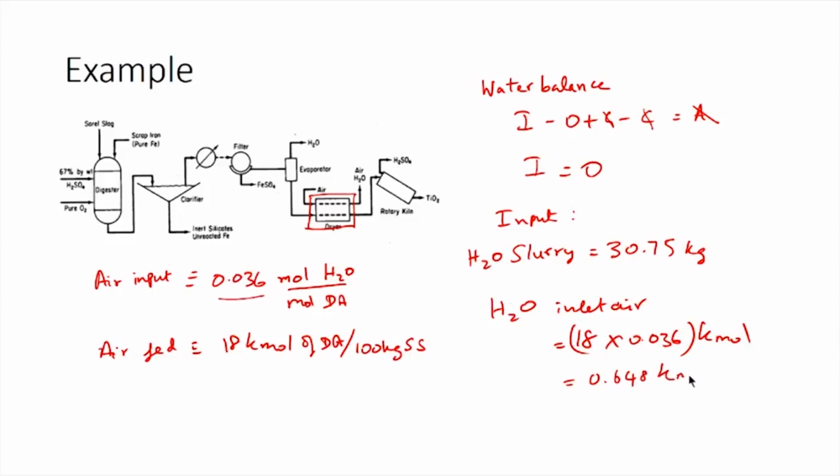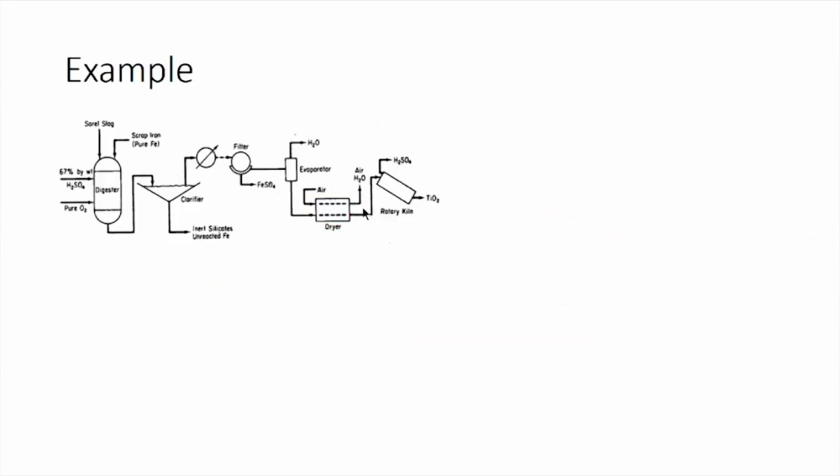0.648 kilomoles. This 30.75 kilograms can also be converted to moles by dividing it with the molecular weight, and we end up with 1.708 kilomoles. So, we have now calculated the amount of water which is entering into the system. We now need to calculate the amount of water which is leaving the system in the form of water of hydration.